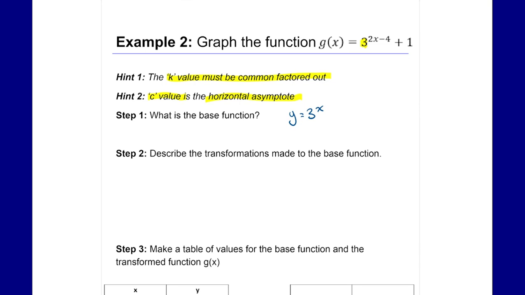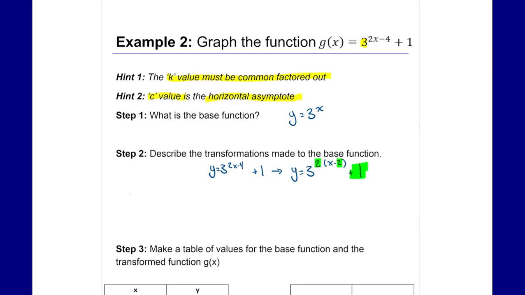What transformations are made to the base function? So I'm going to write out our base function again, 3^(2x - 4) + 1. However, we need to common factor that k value out. So our actual transformed function is going to be y = 3 to the power of, I'm going to take 2 as a common factor out, (x - 2) + 1. So now I can clearly see my 3 values that are going to represent the transformations.